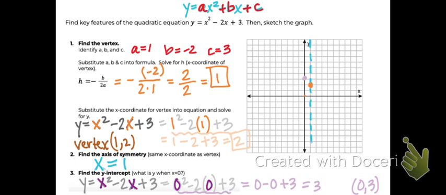Now that we have this point, we can make our parabola follow this line, and then it's symmetrical on the other side.